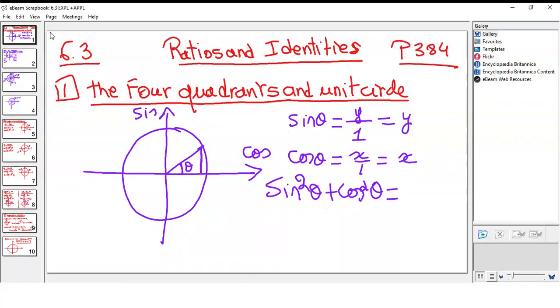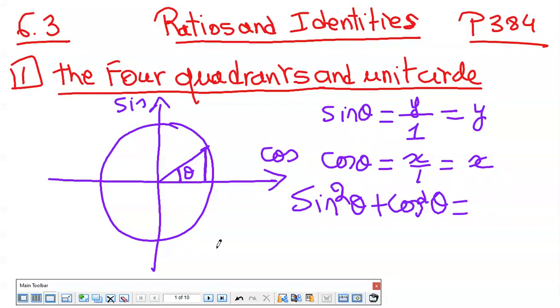So we're gonna start a new lesson, 6.3, ratios and identities. The first part is about the four quadrants and the unit circle. What does it mean, unit circle? First, when I say unit circle, it means the radius of the circle is 1 unit.